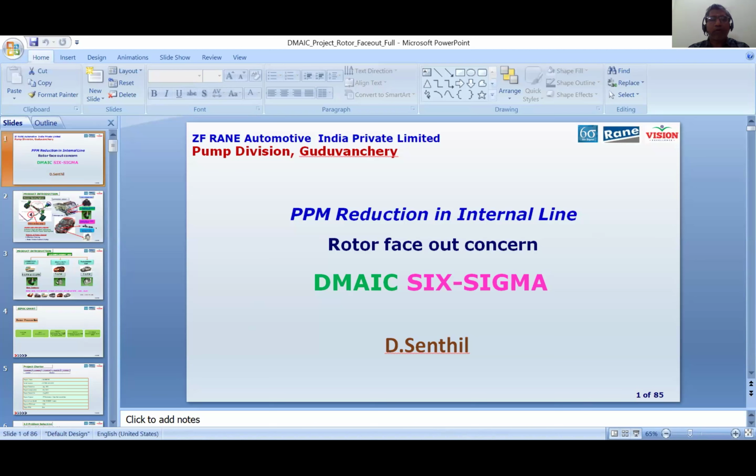Okay. So before going to that, let me explain. Actually, this is basically PPM reduction in one small component, which is part of the hydraulic pump being used in power steering application for a passenger bus. So the details I'll explain in the coming slides.